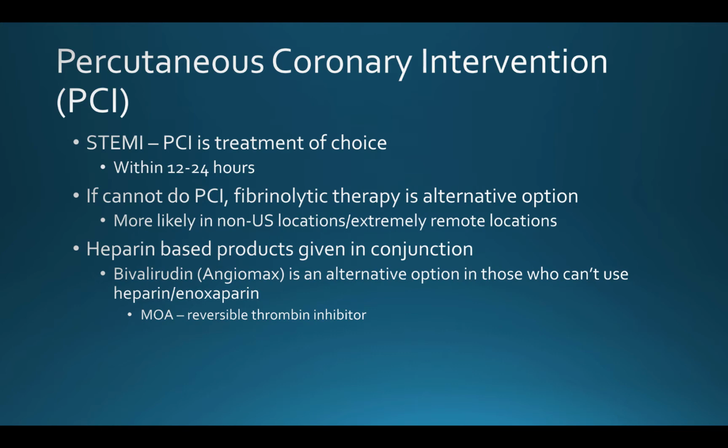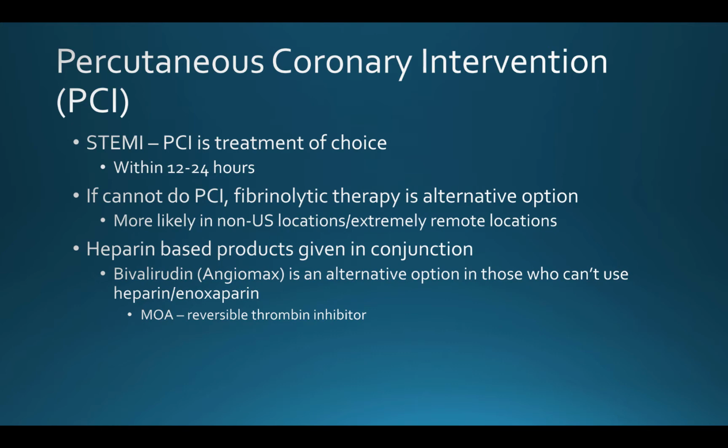Heparin-based products are given in conjunction in a PCI type situation. So remember MONA, but then also remember that heparin is often given as well. Keep in mind, you've got to assess bleed risk. In the setting of maybe a heparin-induced thrombocytopenia or something like that, bivalirudin or Angiomax is a potential alternative. And that mechanism, it is a thrombin inhibitor. Again, these agents are meant to thin the blood and can thin it a little bit too much sometimes. There is that kind of risk too.